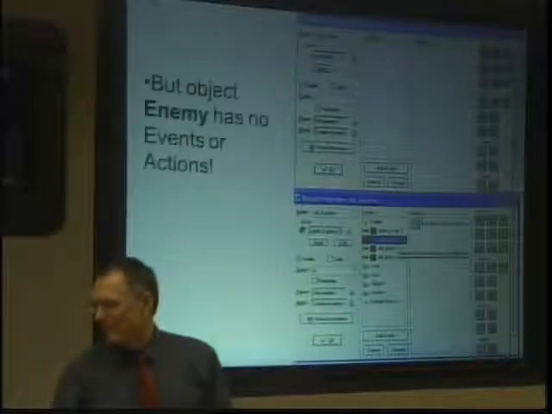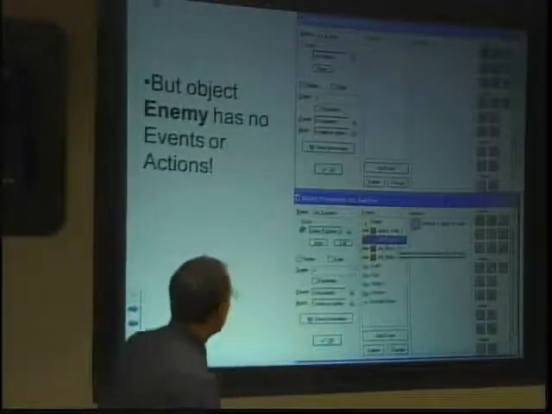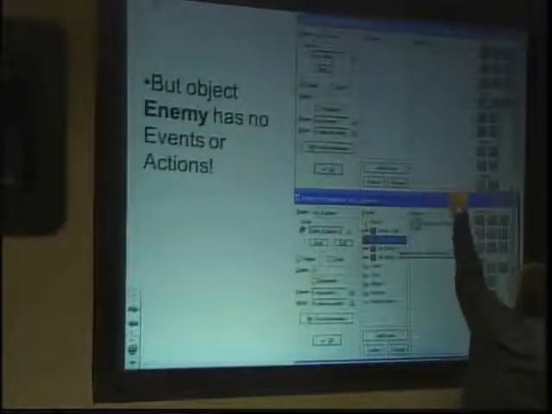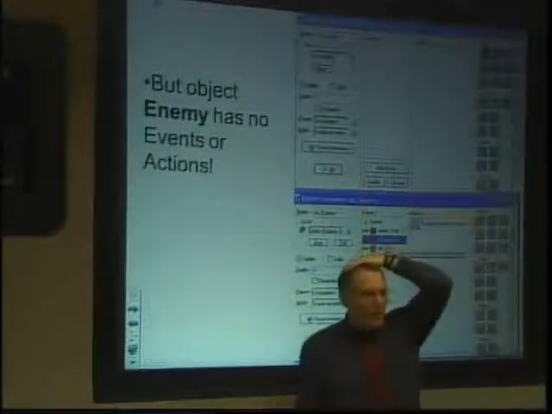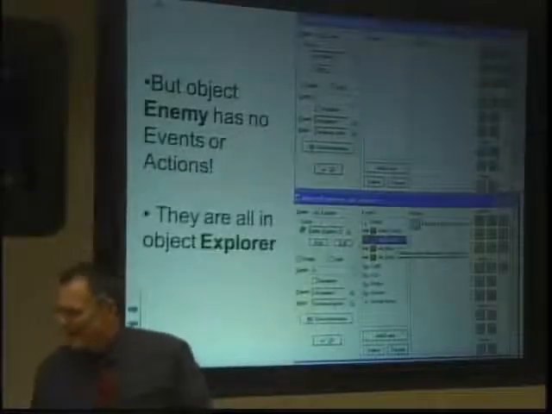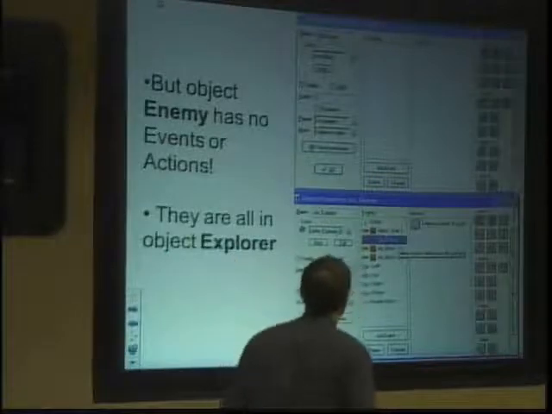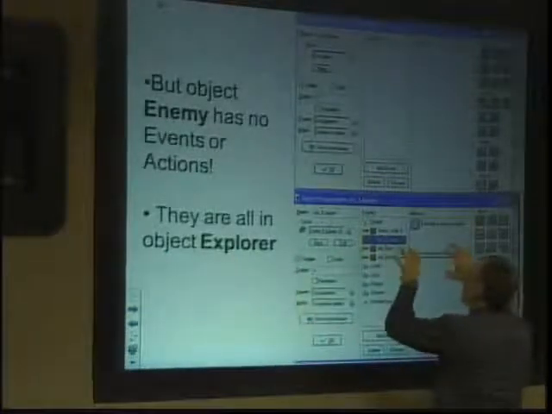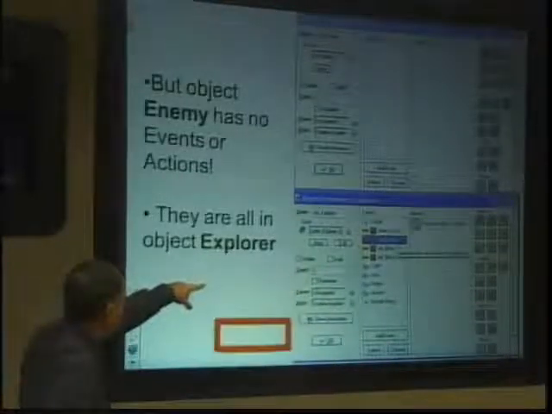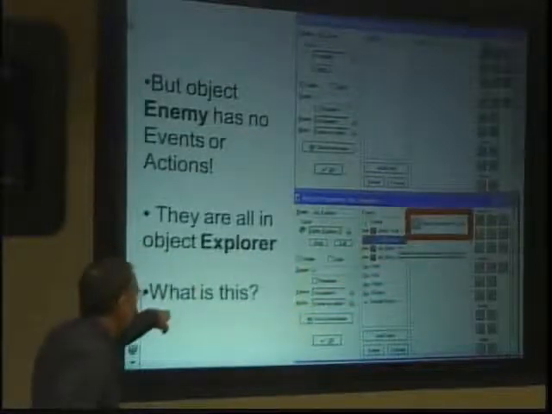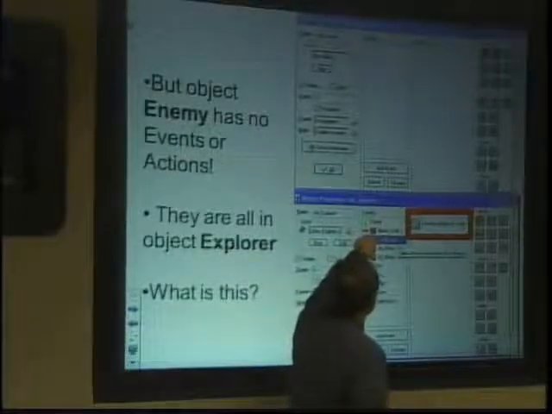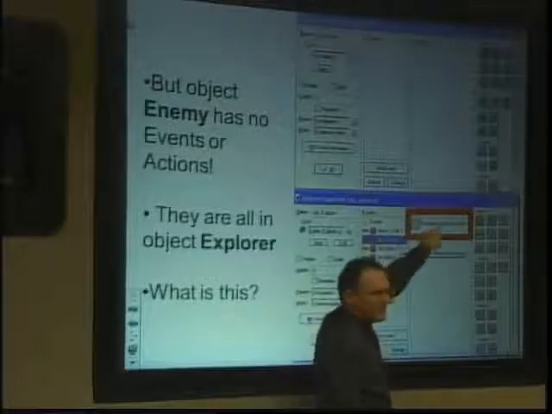And so we're back to looking at this code. Here's Object Enemy. There are no events, there are no actions in Object Enemy. What the heck is going on here, Mike? Well, all of the events and actions in Pyramid Panic are in the Explorer here that check to see the collision with enemies. So what the heck is this thing? Execute a piece of code when the Explorer collides with an object enemy, we execute a piece of code.